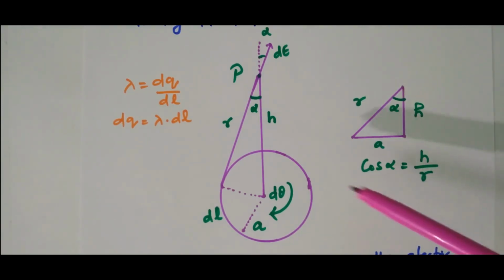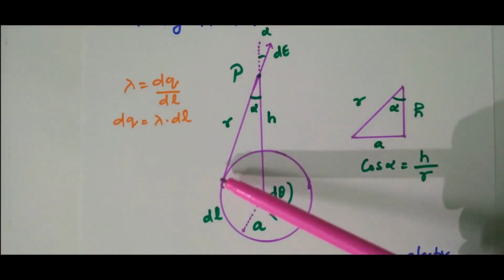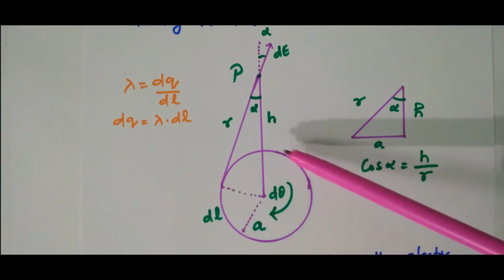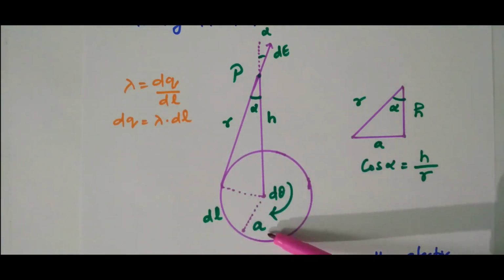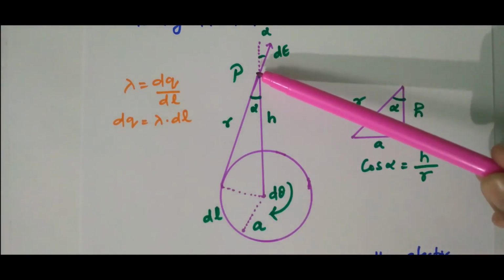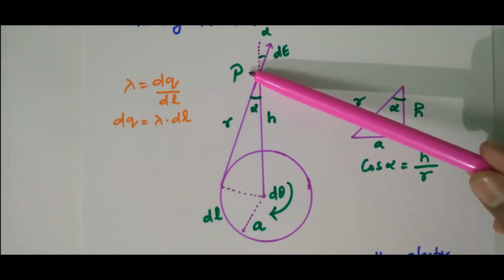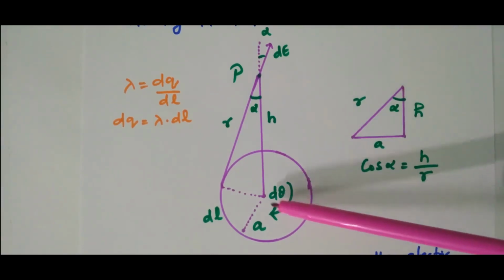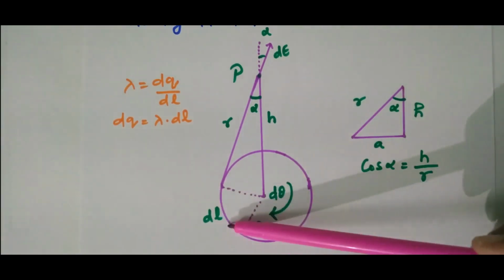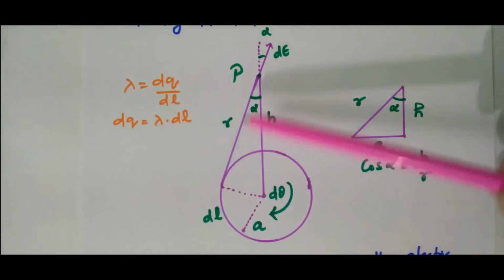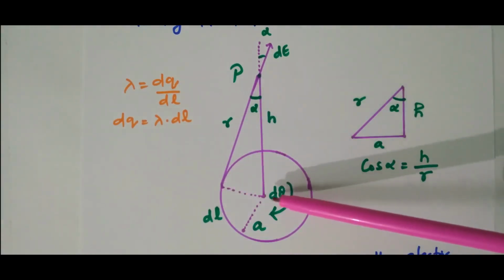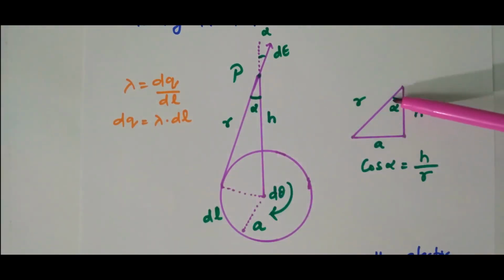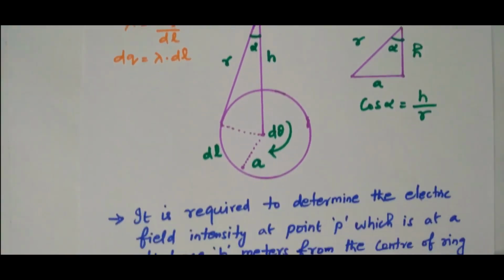So one lengthy wire is available. The two ends of the lengthy wire are joined together and form the circular ring. The radius is a. Our aim is to find the electric field intensity at this point P, which is at a distance h meter from the center of the ring. We consider one small segment dl. The distance between these two is r meter. This triangle is drawn separately with an angle alpha. Now we'll see the description.